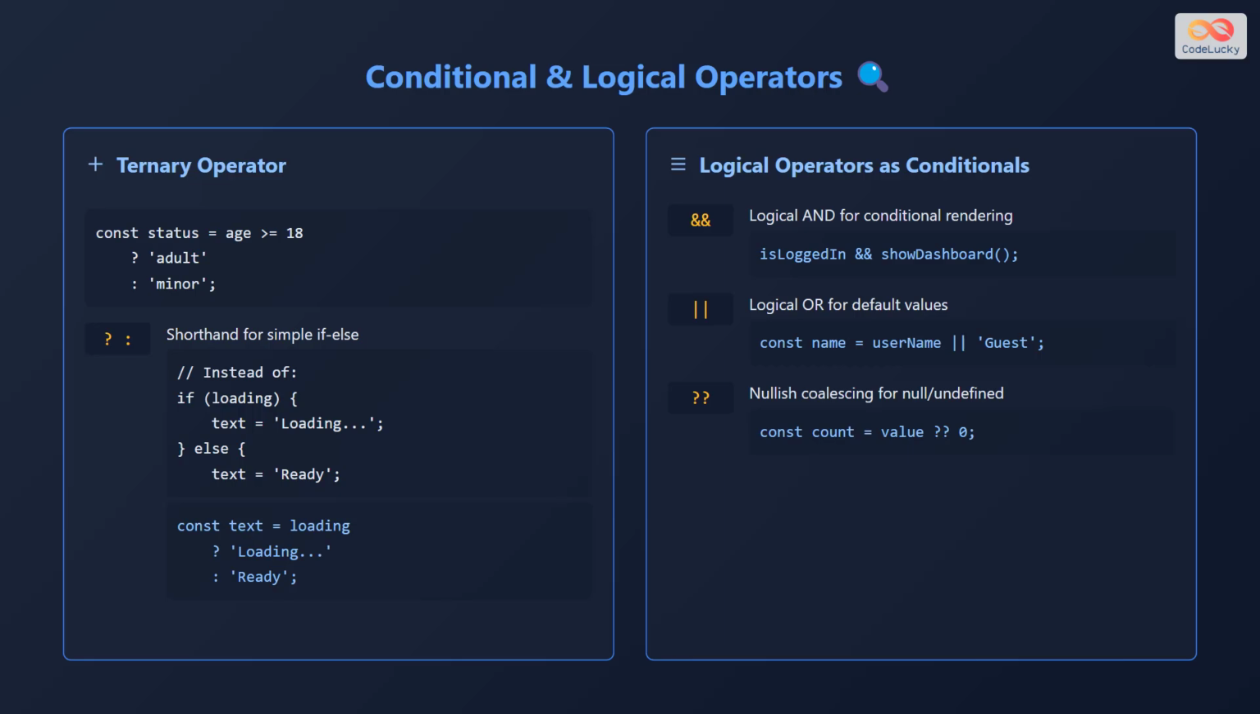Let's delve into conditional and logical operators. The ternary operator, denoted by question mark and colon, provides a shorthand for simple if-else statements. Logical and operator, which is double ampersand, is used for conditional rendering. The logical or operator, which is double pipe, is used for default values, and the nullish coalescing operator, denoted by double question mark, is used for null or undefined values.